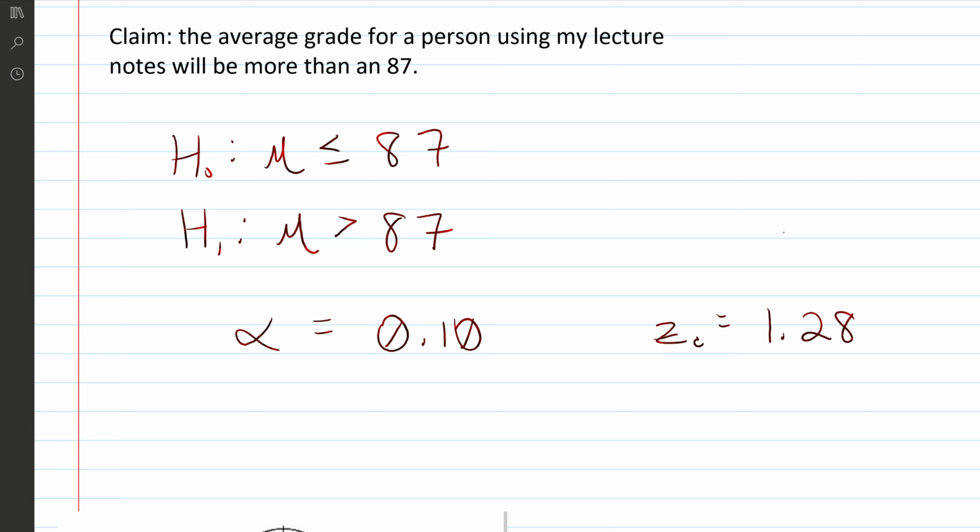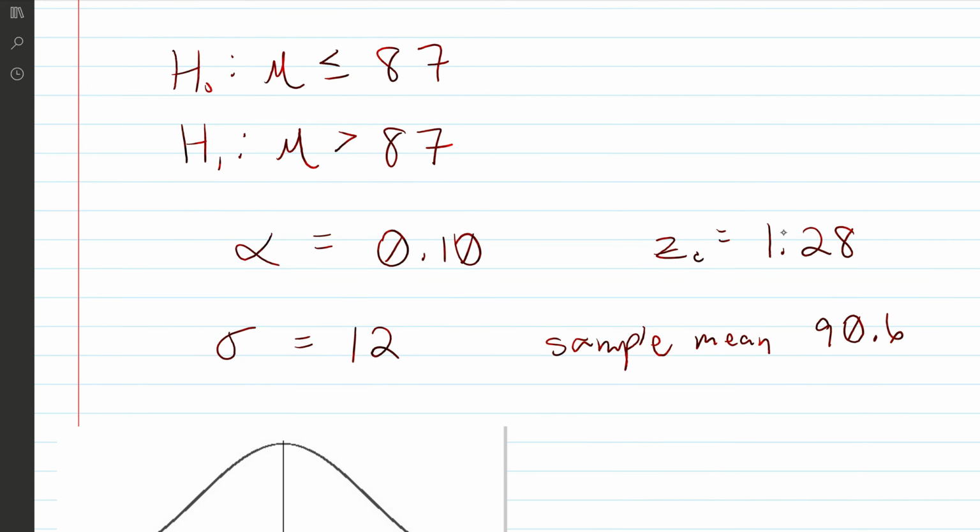So let's say that sigma, the population standard deviation, is 12, and our sample mean is 90.6. This is taken from, let's say, our sample size of 32 students. For this example, the standard error of the mean can be calculated.